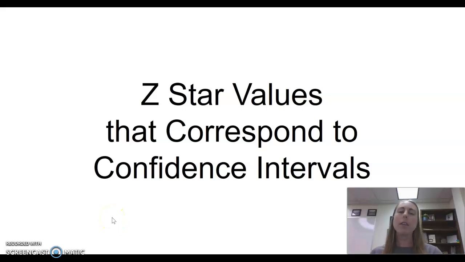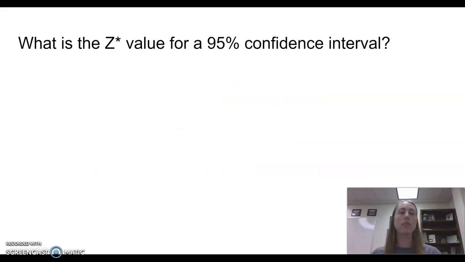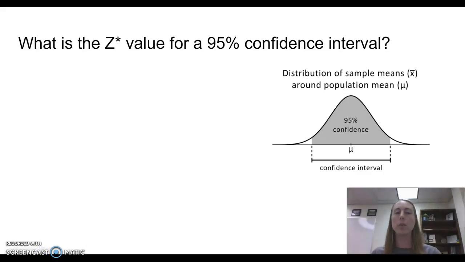Today's video is on how to find the z-star values that correspond with confidence intervals. So the first question is, what is the z-star value for a 95% confidence interval? First, we'll look at a normal distribution.